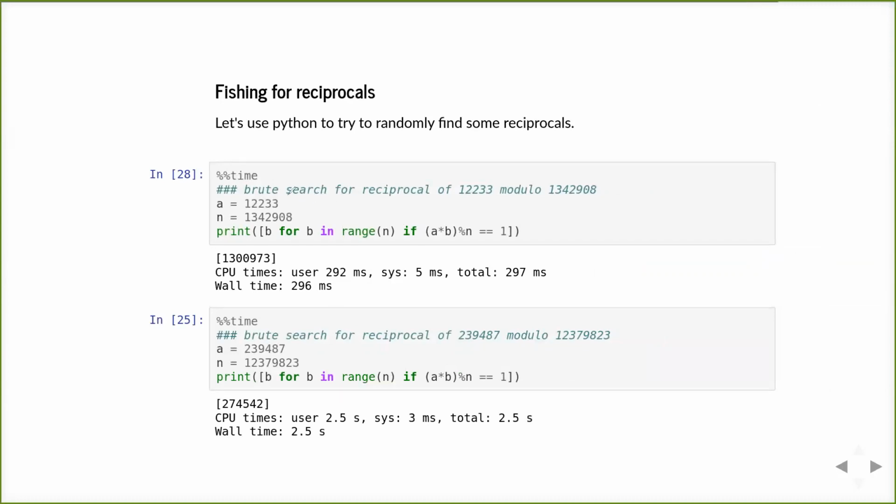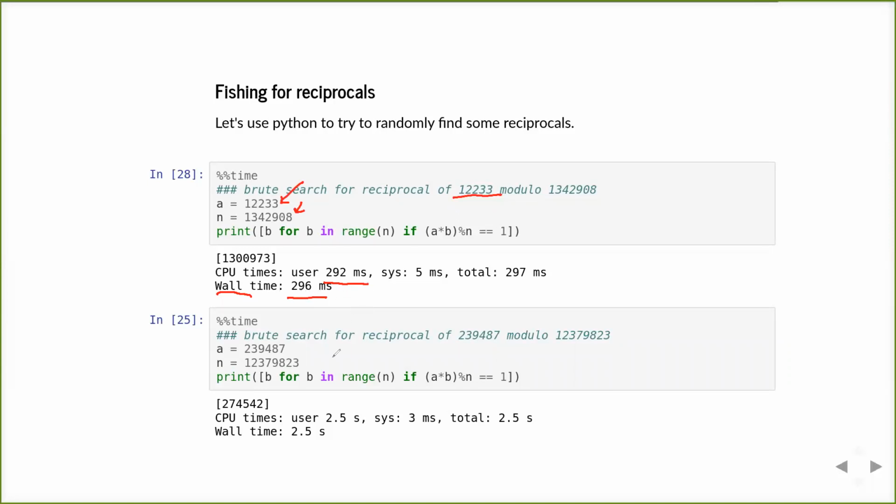Let's say that I have a brute force search for the inverse of 12 to 33, modulo this other number here. It goes through and looks for it exhaustively, and it takes 292 milliseconds. This is how long it took if you're looking at a clock on the wall. That's why they call it wall time. So altogether, it took 296 milliseconds, which is long.